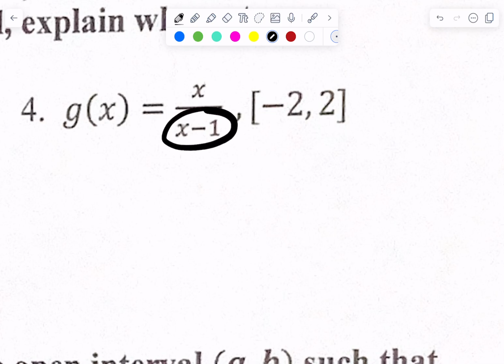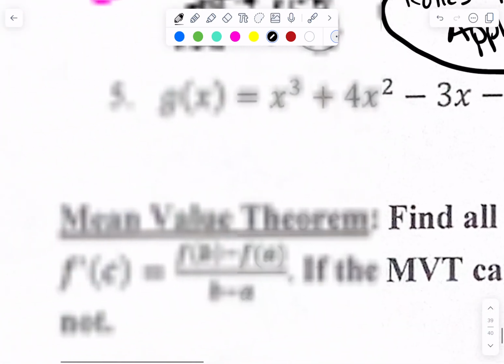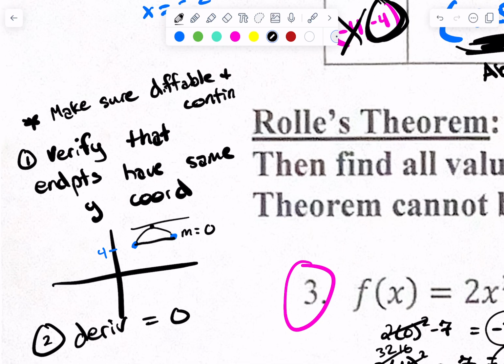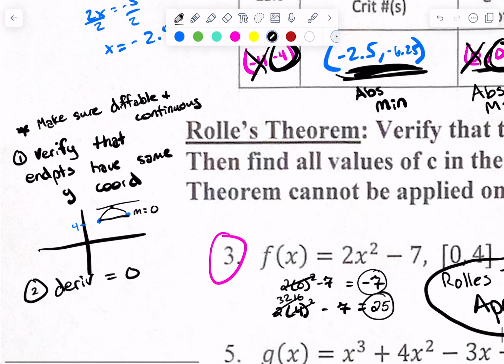what's happening at 1? At x equals 1, he has a vertical asymptote, which means I have a problem between -2 and +2. He's going to have an icky part, okay? So one other thing that I should add at the top here is make sure he's diffable and continuous. Maybe that's like before step number 1 even, okay?